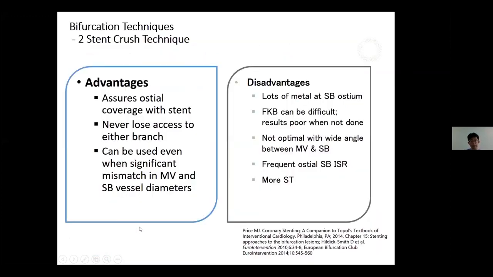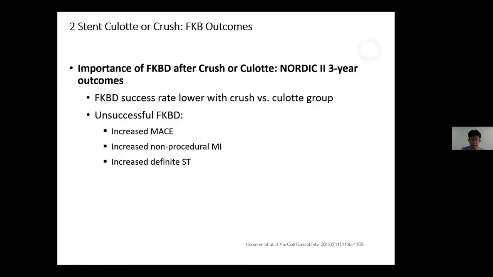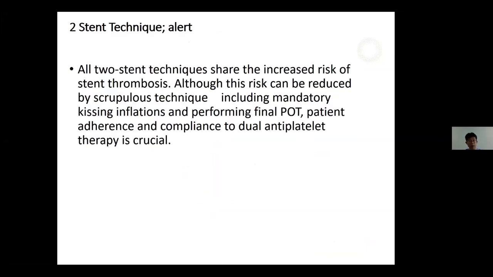The advantages of the crush technique: you never lose access to either branch, and there is full metal coverage at the carina here. But the final kissing balloon technique after crush stenting is very important. Kissing balloon dilatation is a very important thing. However, with 2-stent techniques, the thrombosis rate is slightly higher than without 2-stent technique. So we are afraid of the stent thrombosis rate in that situation.